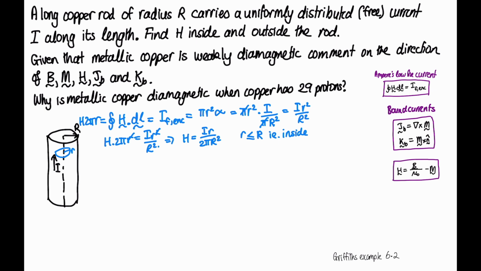Now, outside, we're going to use a very similar approach, except that we will choose our Amperian loop like this one, where it goes all the way behind. In this case, we can write that the integral of H dot dl is equal to the free current enclosed. But here the free current enclosed is just going to be equal to our total current, and the length of the loop is once again equal to the circumference of the circle. So again, this will be equal to H times 2 pi r. Putting this together, we end up with H equal to I divided by 2 pi little r, and this is for r greater than or equal to big R, i.e. outside.